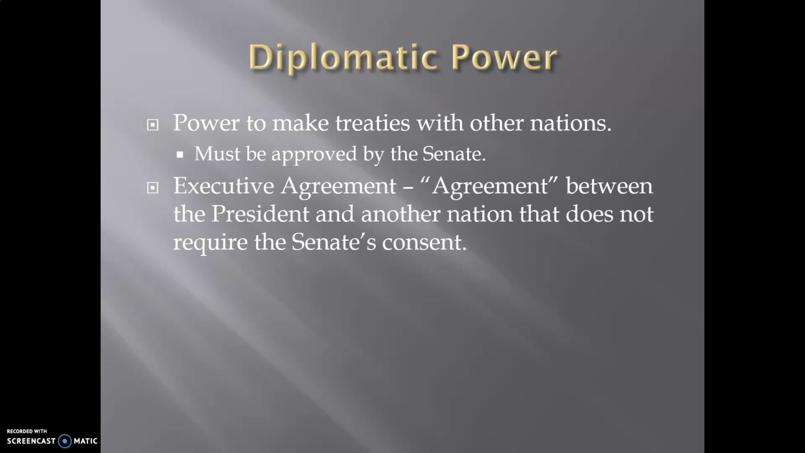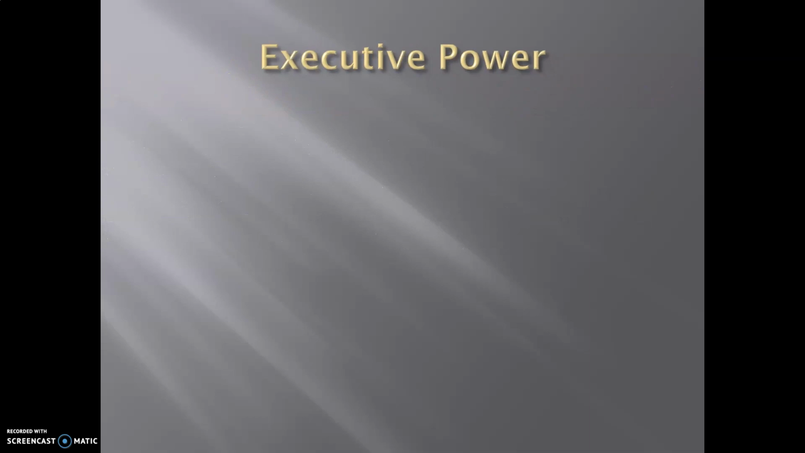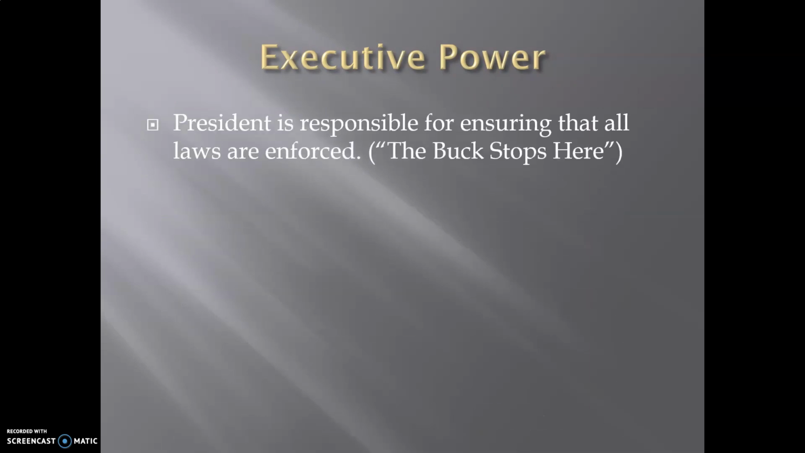But the president can do what's called an executive agreement, which is an agreement between the president and another nation. Now, notice, it's not an agreement between the United States and another country. It's an agreement between the president and another country. So when we get a new president, it will be up to the next president to determine whether they want to continue that executive agreement. But a treaty is permanent.